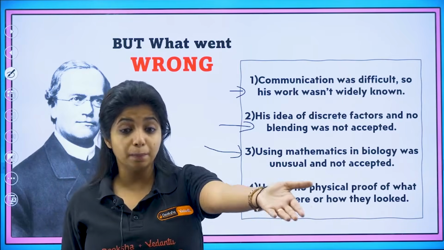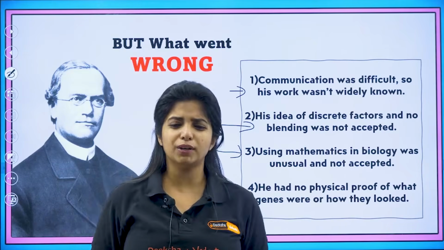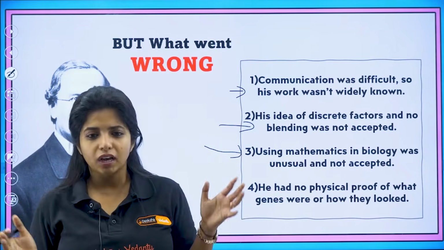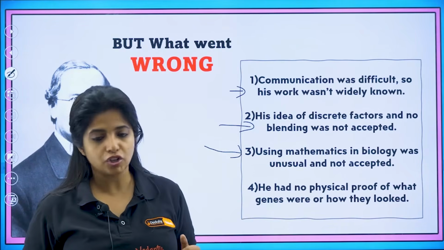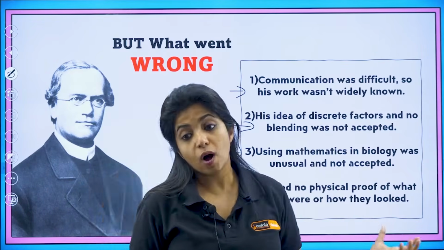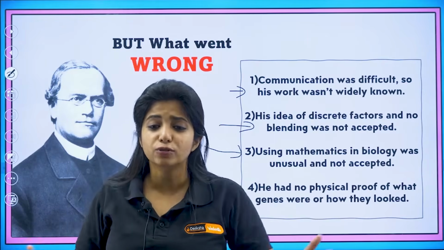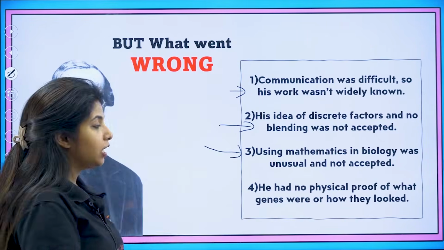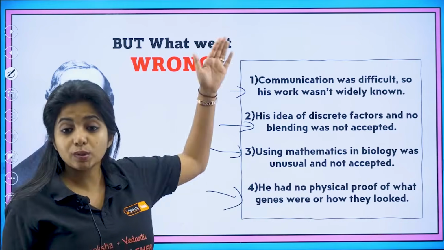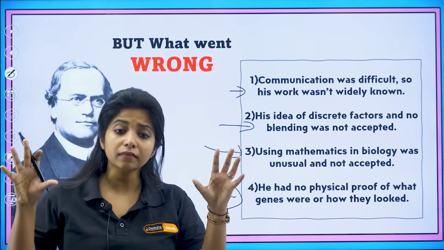Third, using mathematics in biology was unusual and not accepted. Initially we praised him for using mathematics, but towards the end, there were so many people who said, no, I don't get the logic. Why do you need to use mathematics in biology? And the fourth thing, he had no physical proof of what genes were or how they looked. That was big trouble, because he didn't have a microscope back then, my dear children. So these were the 4 reasons why his work was not studied well.